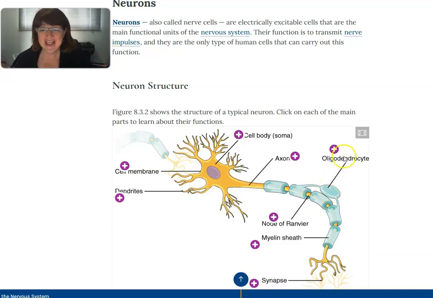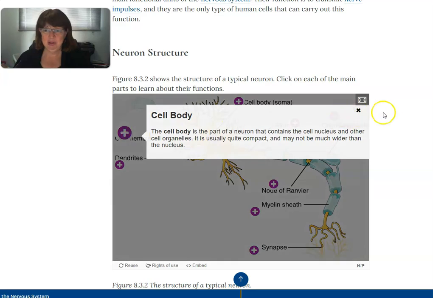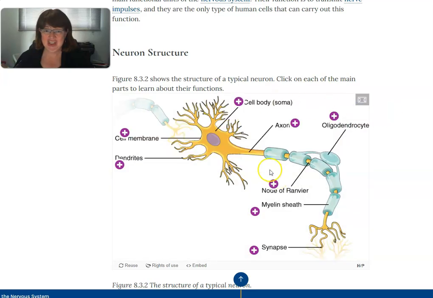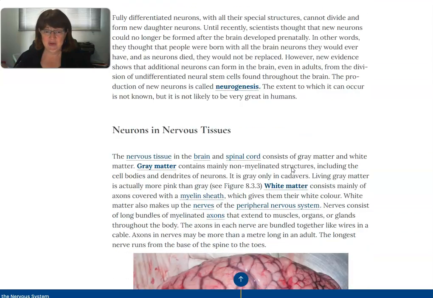And a Schwann cell and an oligodendrite, which make up what's called the myelin sheath, are neuroglia, and neuroglia are specialized cells to protect and nourish the neuron. So the neuron itself is the structure that sends the signal, and we'll look at the parts, the dendrites, cell membrane, and if you want help, you can go to the interaction here in the textbook and click on each part, and it will give you each of the things that we look at.